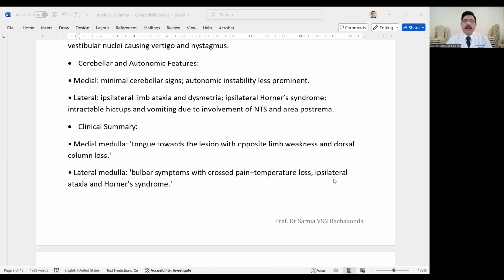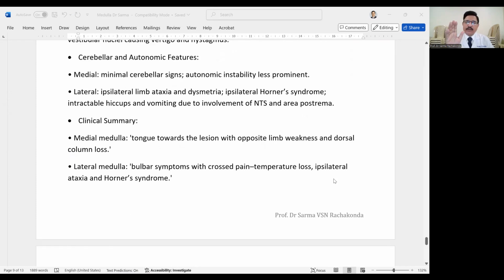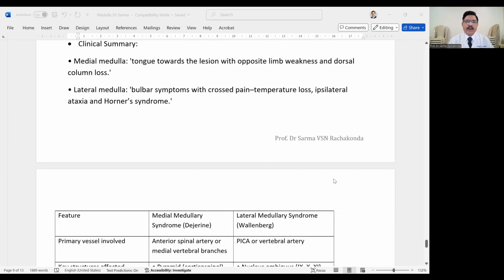What is crossed pain and temperature loss? One side face, another side body. Crossed hemiplegia, crossed sensory loss. Crossed: this side is trigeminal involvement, opposite side spinothalamic. Corticospinal, what is it? Spinothalamic tracts.